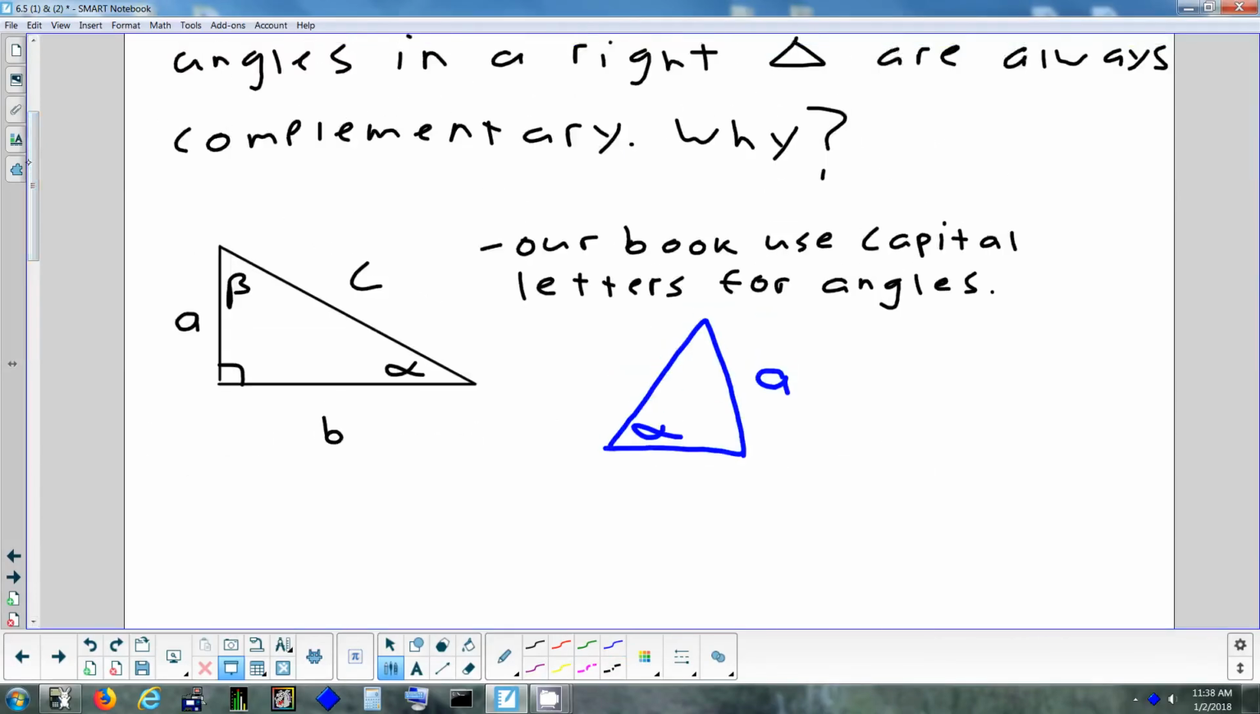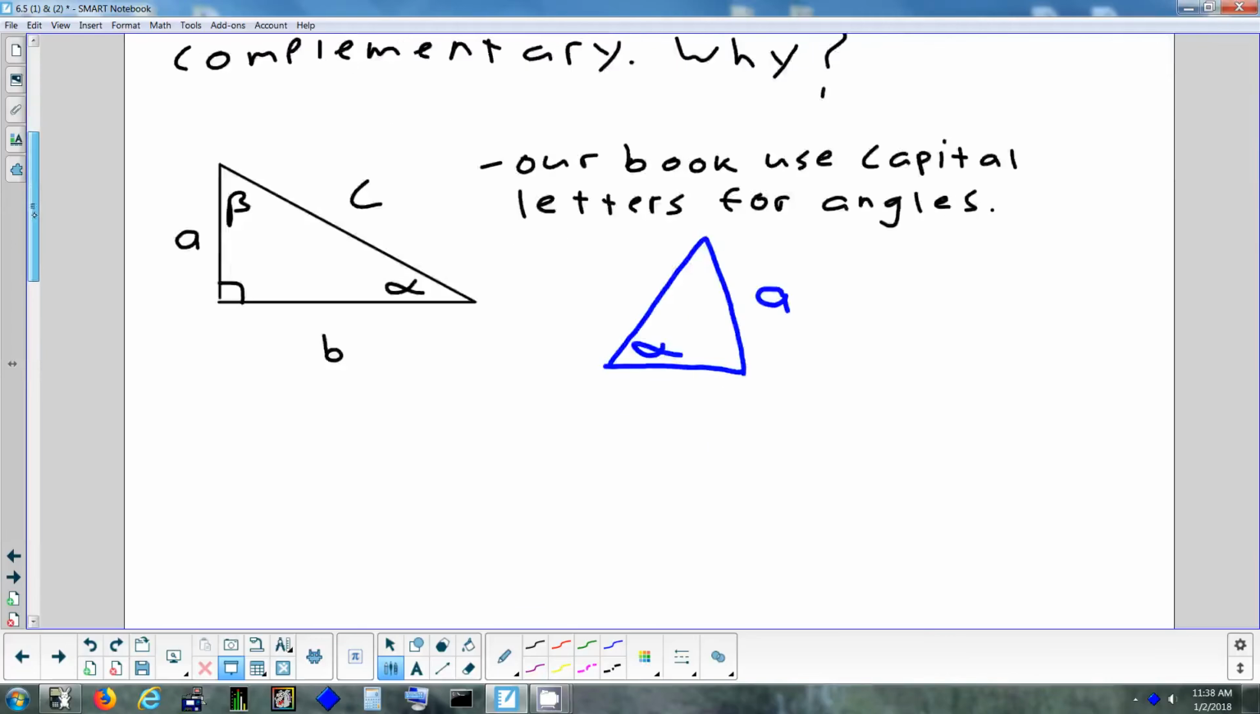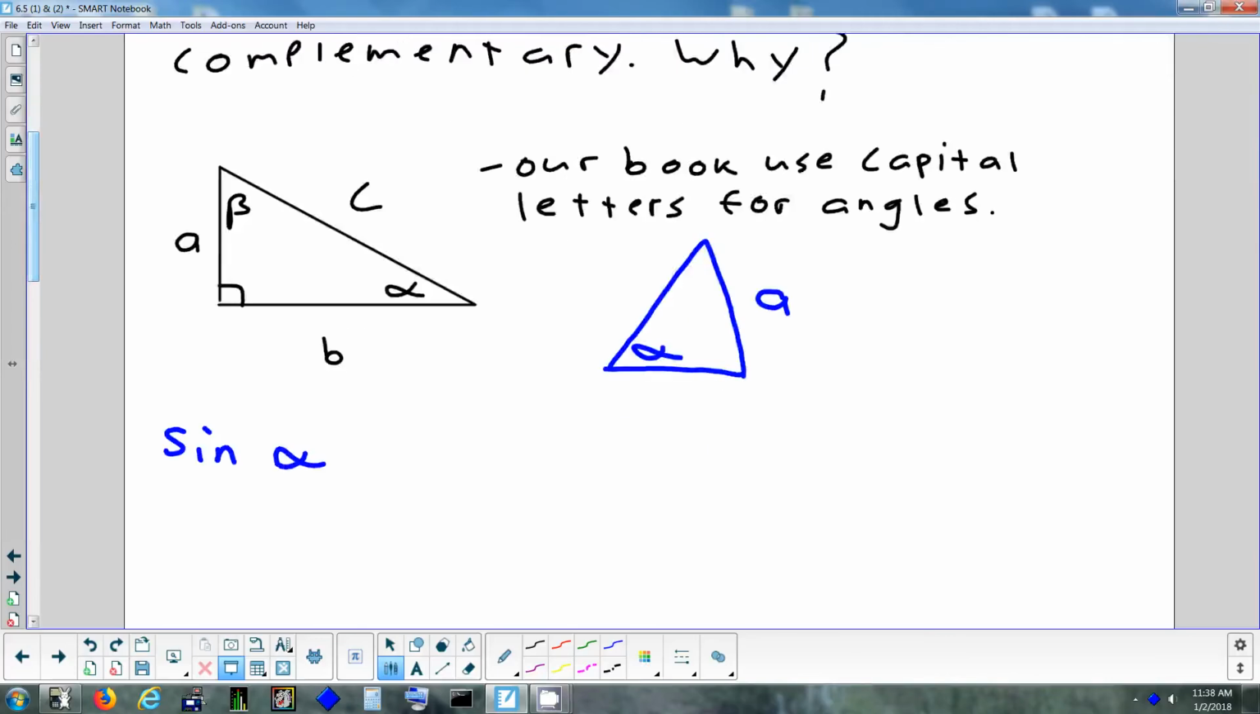All right, let's take that and just practice this. What's the sine of alpha in that picture?